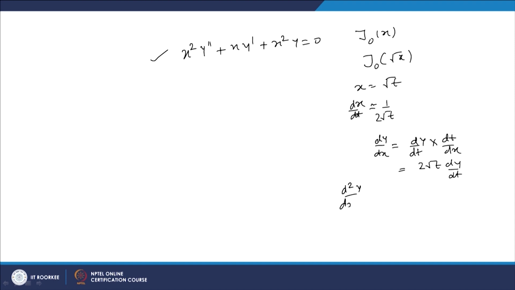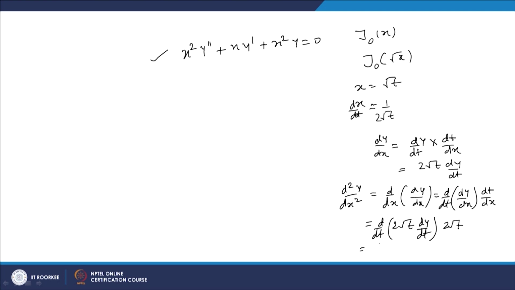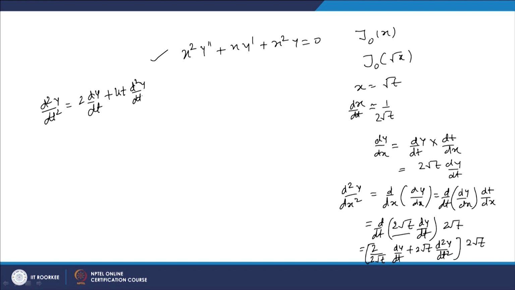Similarly, you want to find d2y by dx square. It is d by dx of dy by dx, and this is d by dt of dy by dx into dt by dx. Now, d by dt of dy by dx is 2 root t dy by dt, and dt by dx is 2 root t. If you differentiate this, you will get 2 root t dy by dt plus 2 root t d2y by dt square into 2 root t. When you multiply, you will get 2 dy by dt plus 4 t d2y by dt square.